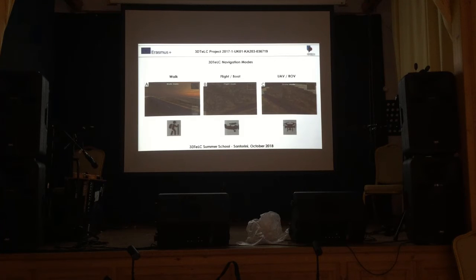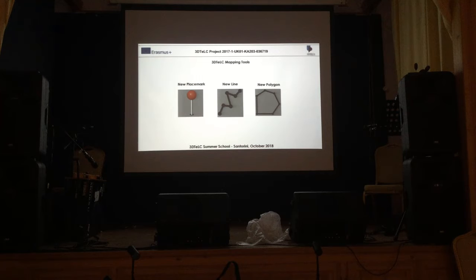A number of tools that are there are tools for setting placemarks, marking lines, creating polygons, measuring areas of polygons, surface areas. Tomorrow we will present in detail the different tools, also with the practical use of the tools.